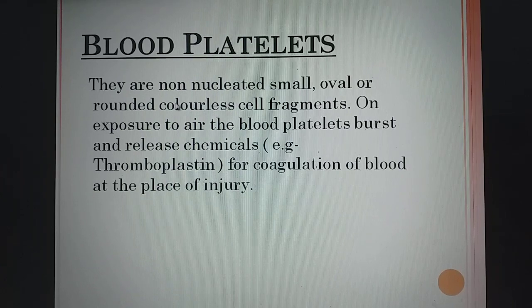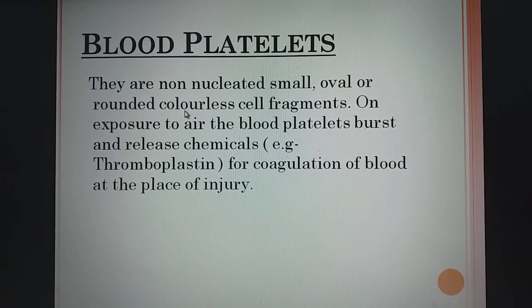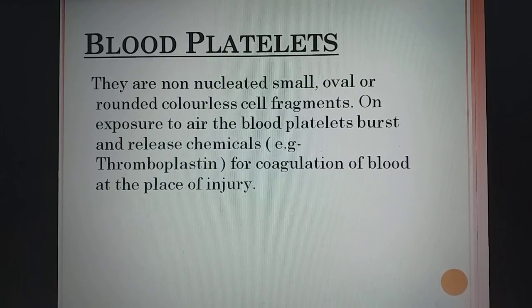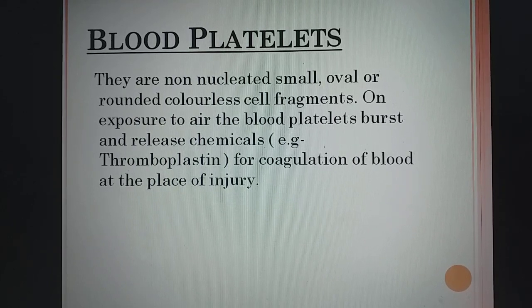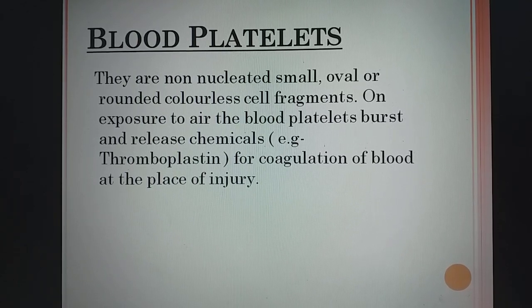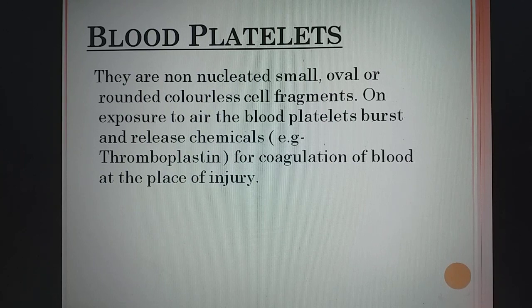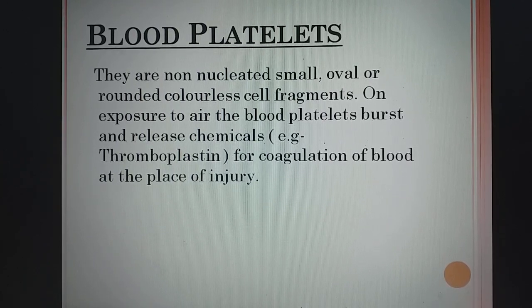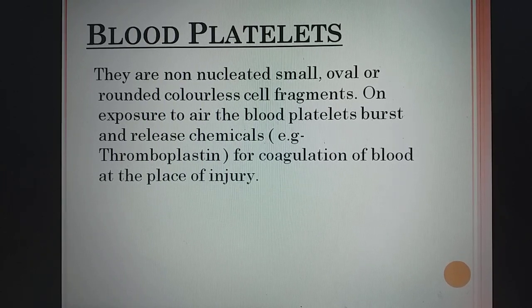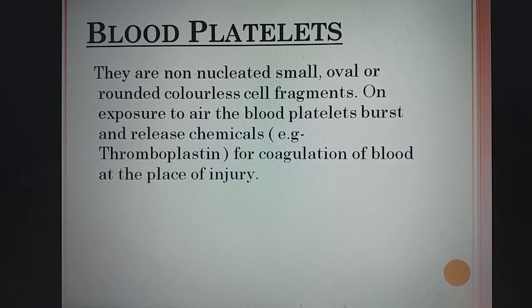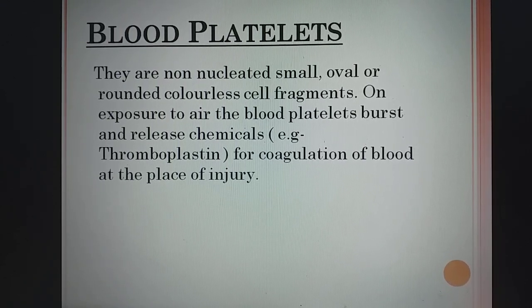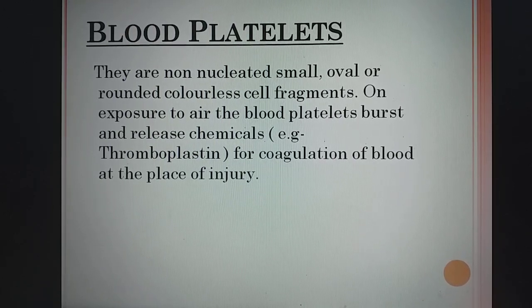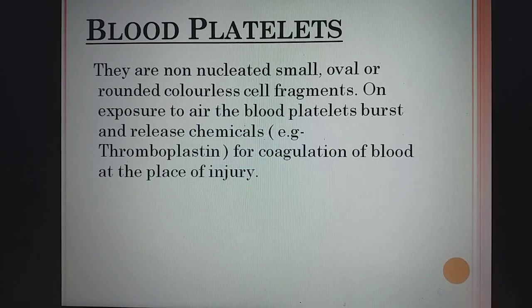Now the next topic is blood platelets. They are also the cellular part of the blood. They are non-nucleated, small, oval or rounded, colorless cell fragments. On exposure to air, the blood platelets burst and release a chemical, for example thromboplastin, which helps in the coagulation of blood at the place of injury. So children, note down that if platelets were not there, then a small cut or wound could affect a lot, because the blood would not clot and too much blood would be lost from the body. So blood platelets are very important.